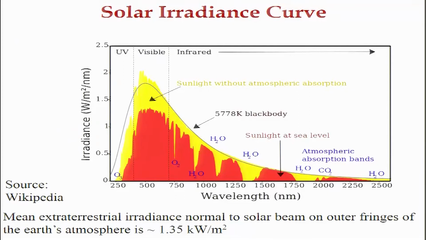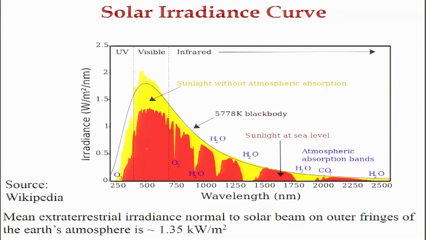So, if you look at the solar irradiance curve, this is a plot which plots irradiance in watt per meter square per nanometer. So, essentially energy per unit area for that particular wavelength per nanometer. It is a spectral irradiance, you can say, and when it is plotted as a function of wavelength, you can see that it shows a maxima at somewhere around 500 nanometer, which is in the visible range.